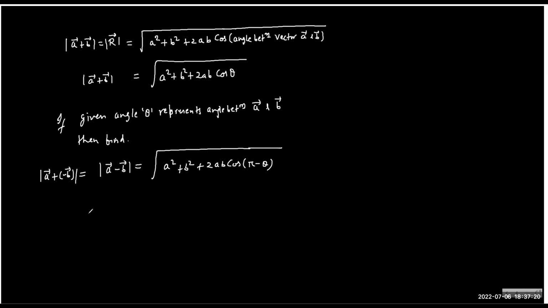But if you know from trigonometry, cos of 180 minus theta is minus cos theta. Now this is the relation from trigonometry. I'll explain in the trigonometry part, don't worry. So cos of 180 minus theta is minus cos theta. And because of this reason, this formula eventually looks like this.